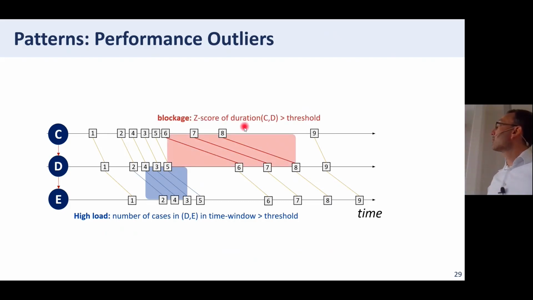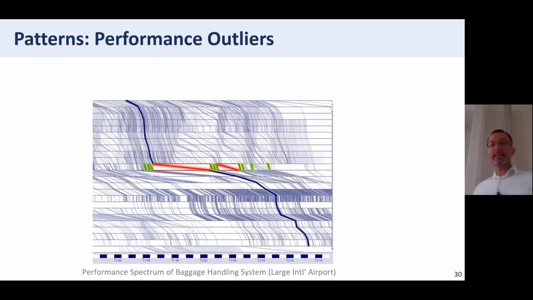And for these extra long delays, you can use the Z-score, right? So it's extreme deviations from the mean. They exceed a certain threshold, and you can label them as what we call a blockage. And typically in such systems, you have multiple bags caught in a blockage, not just a single one. Okay, so we can detect these, but there's more to see in here.